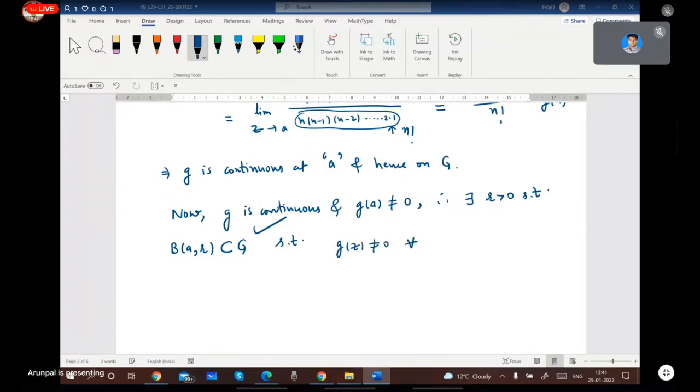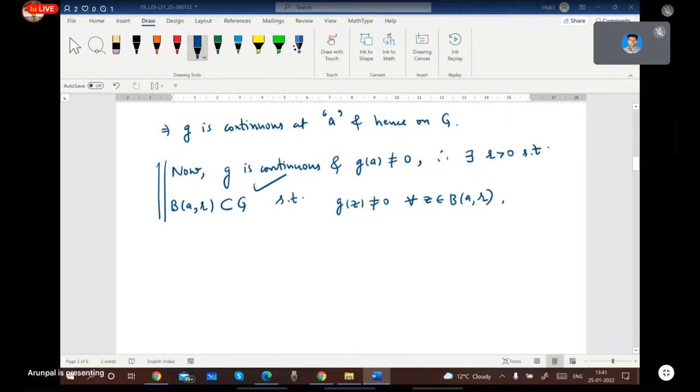If you remember, class, in the last class or the last to last class I used this result, that if g is continuous and it is non-zero at some point a, then there will be at least one neighborhood around a in which the function will remain non-zero. Do you remember, class? I gave you a reference also, that this result is from Brown and Churchill. I mentioned the page number also, if you remember.